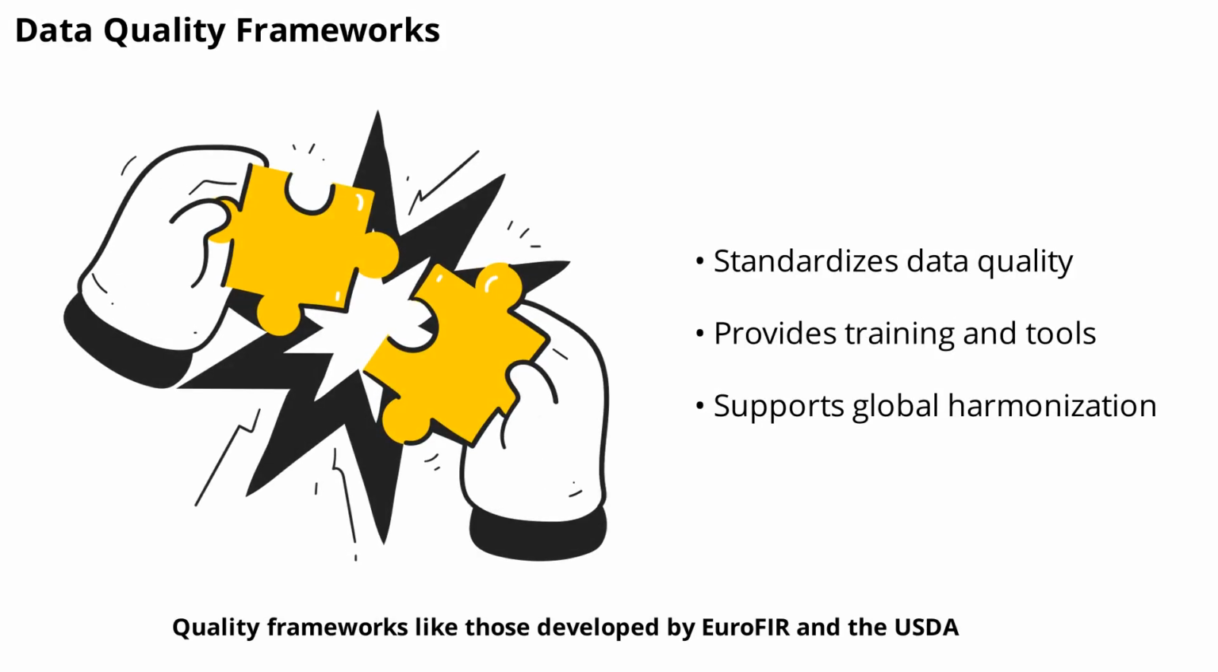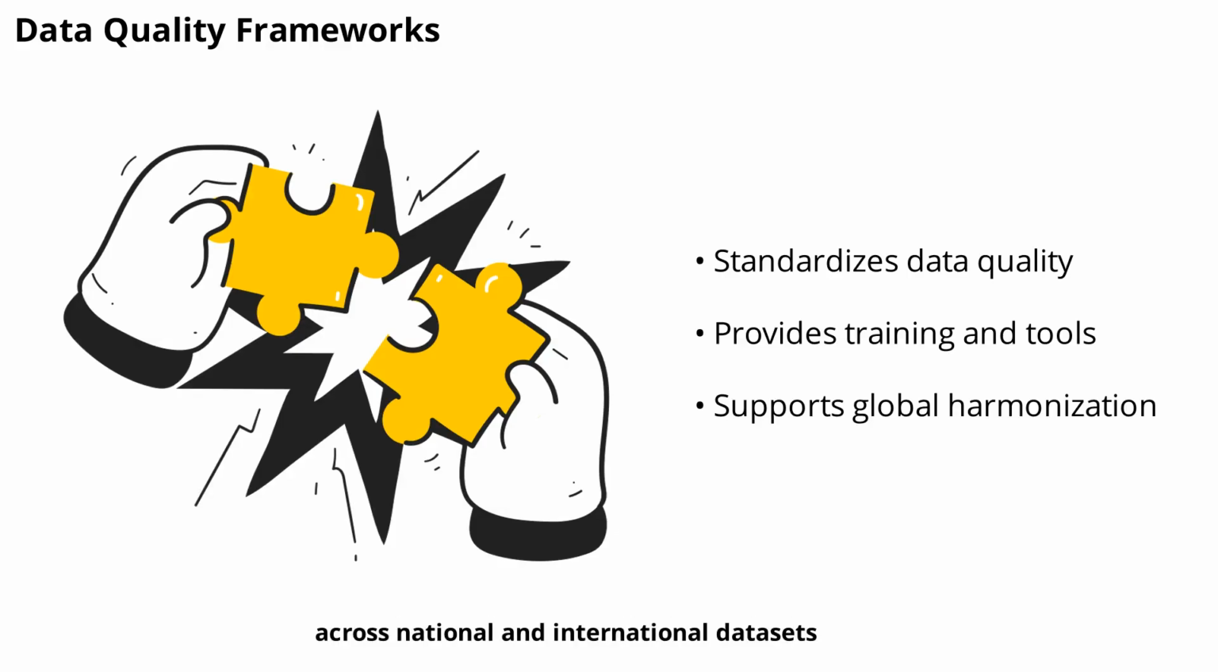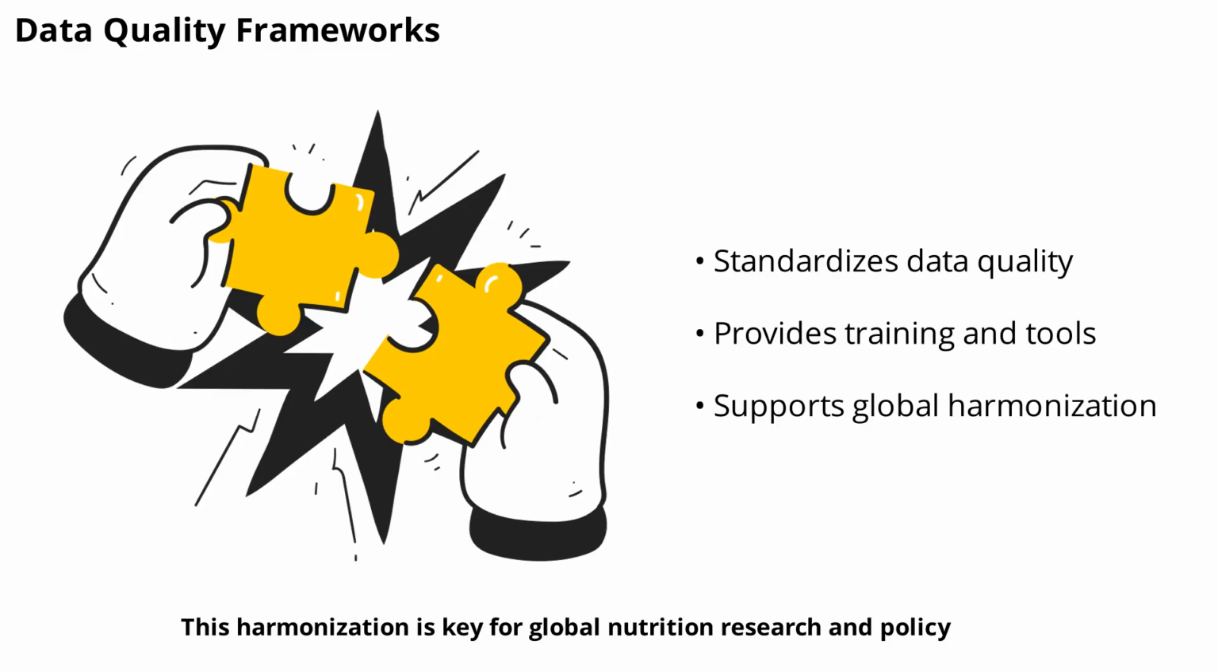Quality frameworks, like those developed by Eurofer and the USDA, help standardize and assess the reliability of food composition data. These systems evaluate factors such as sampling, analysis, and documentation. Training and guidelines are provided to data compilers, ensuring consistency and high standards across national and international datasets. This harmonization is key for global nutrition research and policy.